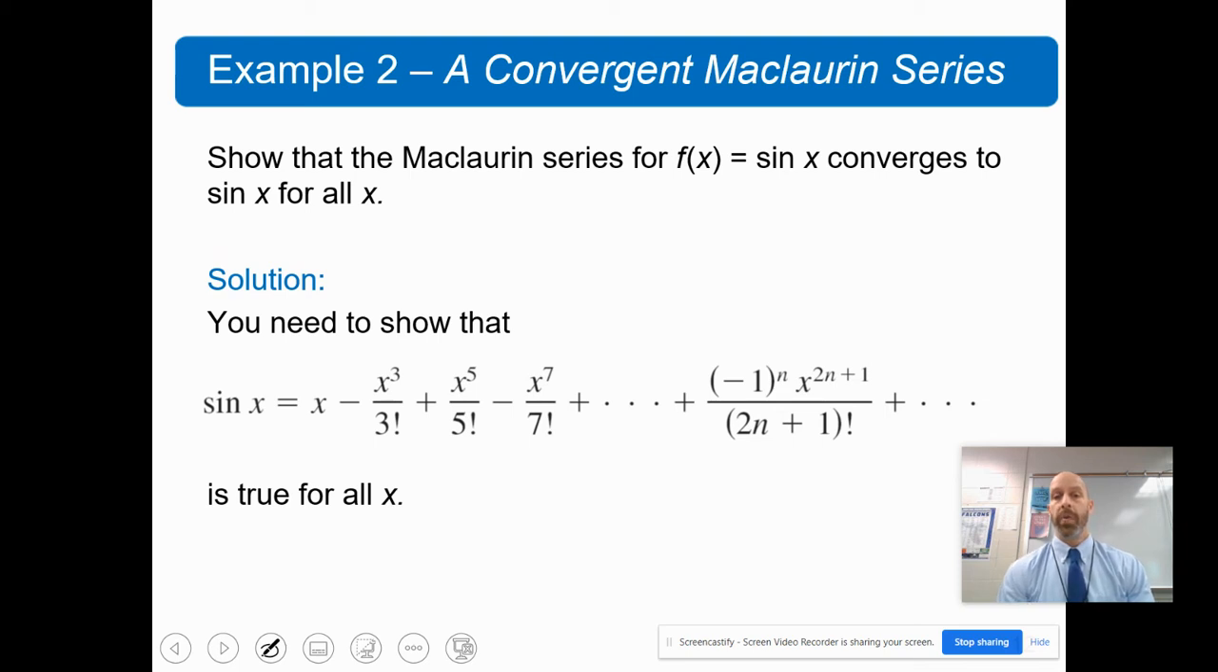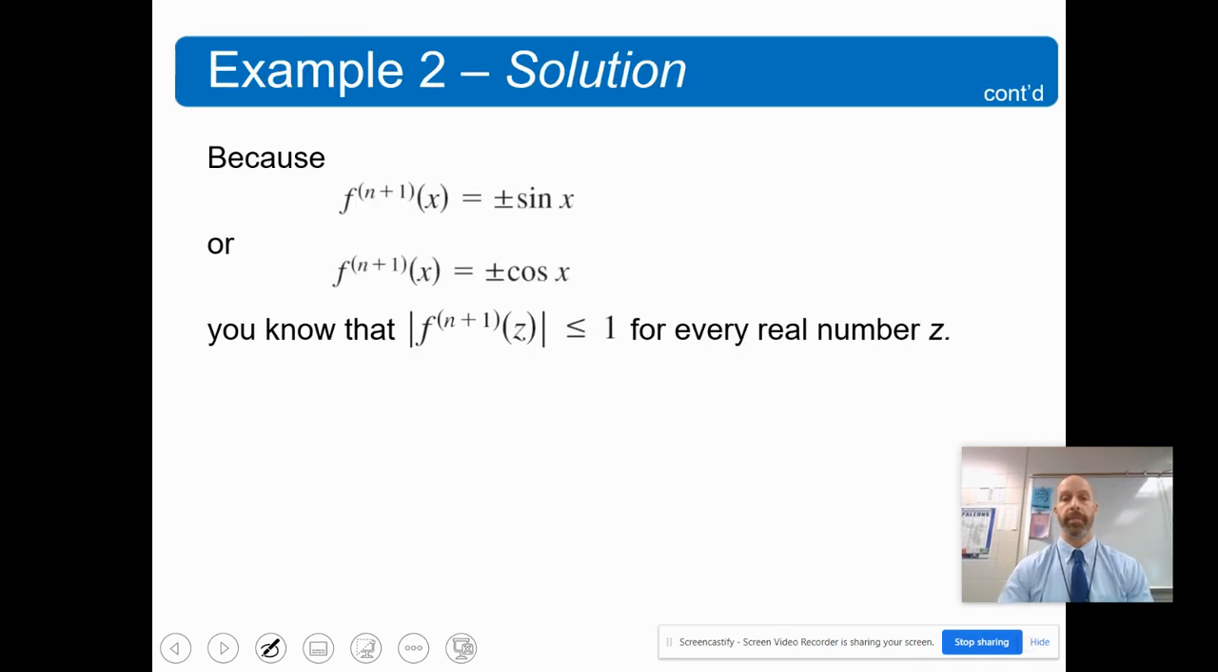So what we need to do is show that sine of x, which is equal to x minus x to the third over 3 factorial plus x to the fifth over 5 factorial, etc., here's our general term, is true for all x. So what we need to look at is the n plus 1 derivative. Well, the n plus 1 derivative is equal to plus or minus sine x, or plus or minus cosine x. In other words, its absolute value has to be less than or equal to 1 for any real number z.